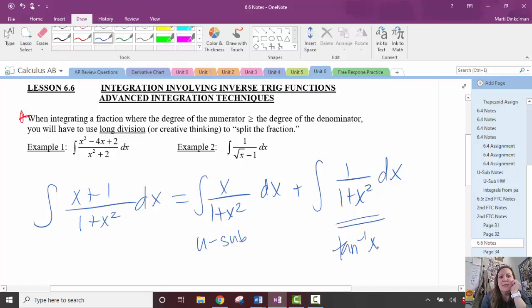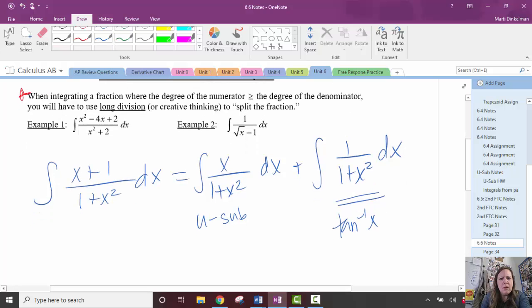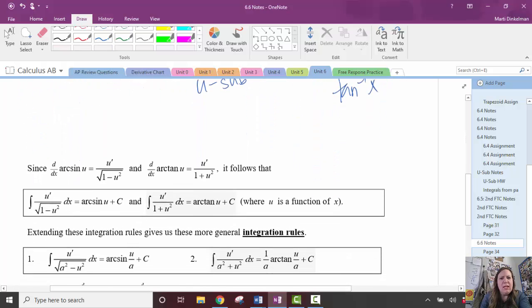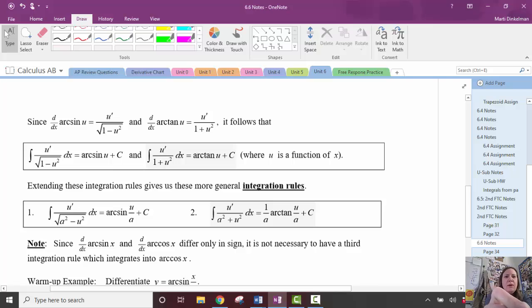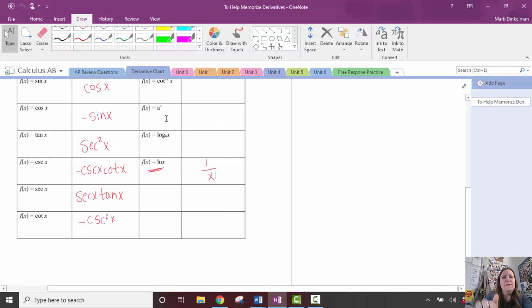It might have been a while since we've talked about those, so those might not be in your brain very well right now. The only ones we need to memorize are the sine inverse and tan inverse. So I'm just going to go back to our derivative chart really quick to remind you what the derivatives of each of those are.